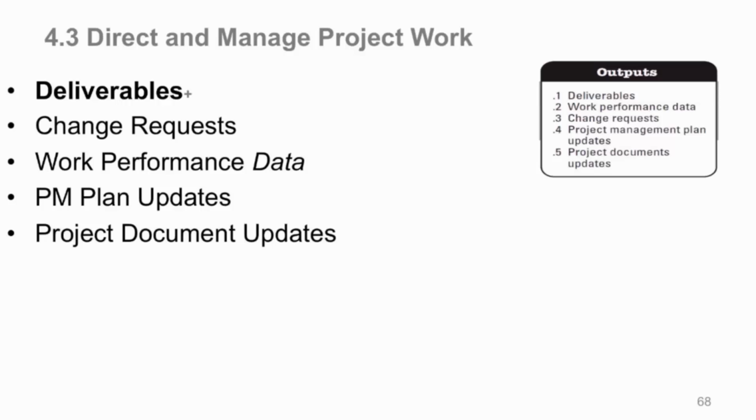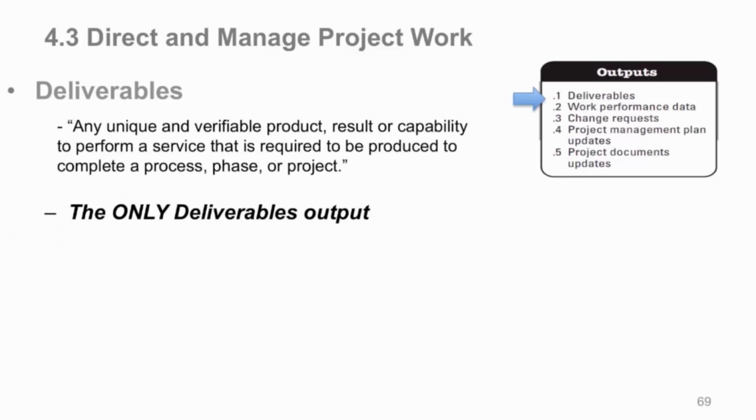And your output, again, your prime deliverable is the actual deliverable. That's what you're really doing. And what are these? Let's look at it again. Deliverable: a unique, verifiable product, which is a product, a result, or a capability, as we know by now, to perform a service that is required to be produced to complete a process, phase, or project. So deliverable, keep the definition in mind. You may be quizzed on this.